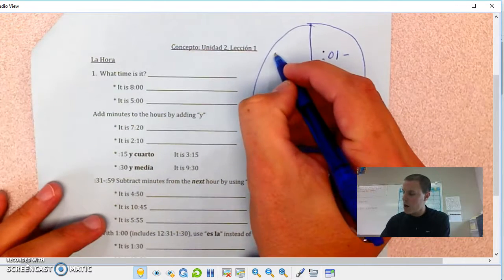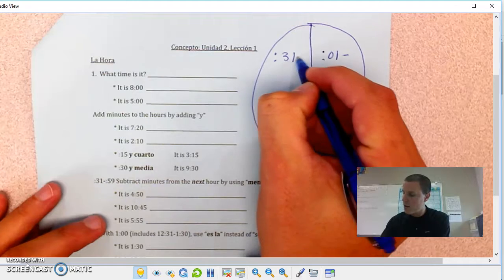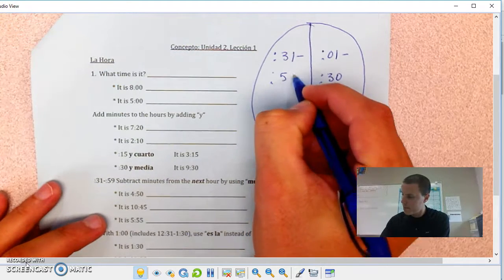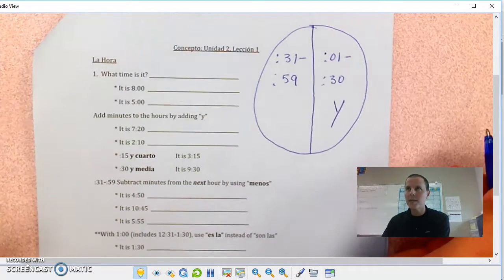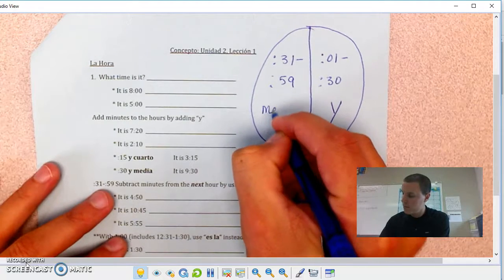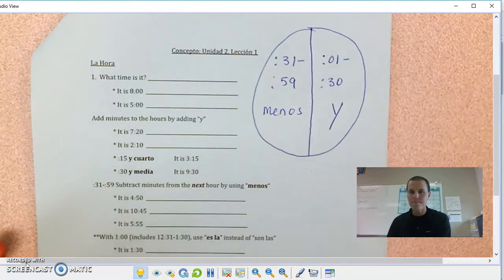If we're on this side of the clock, we're discussing the minutes 31 through 59. If we're on that side of the clock, we're going to use menos. Okay.